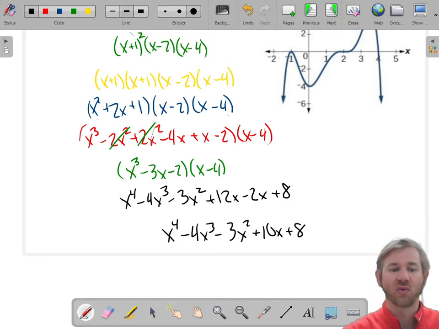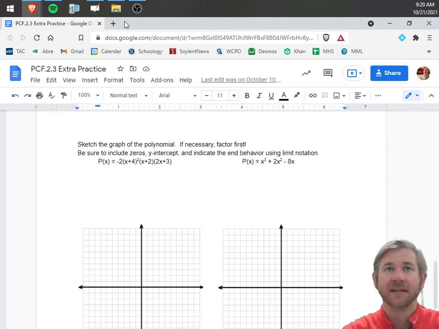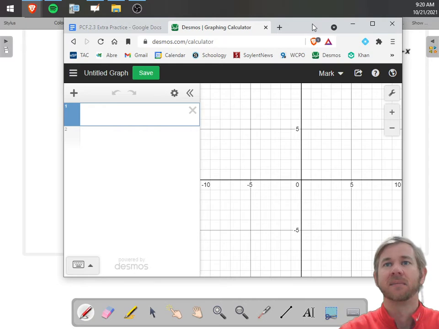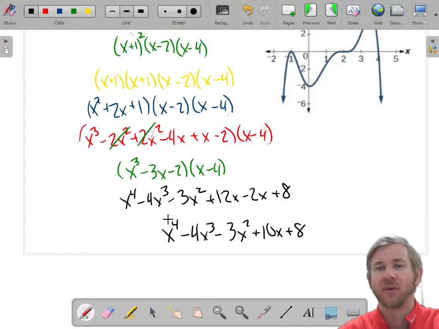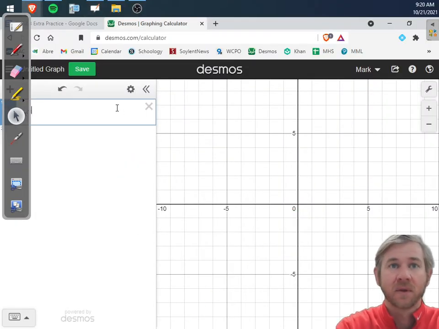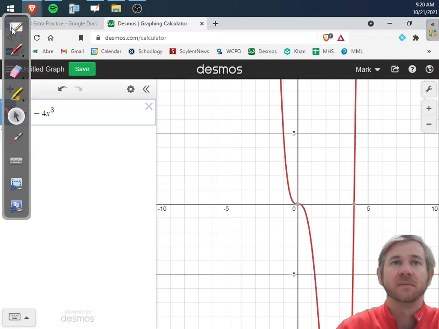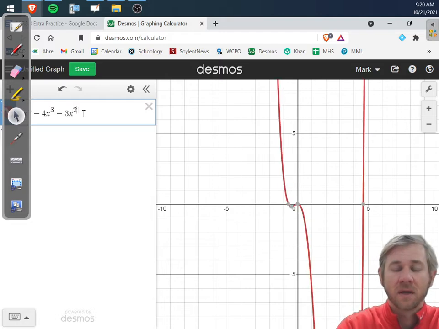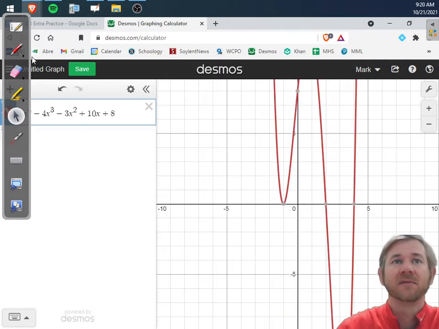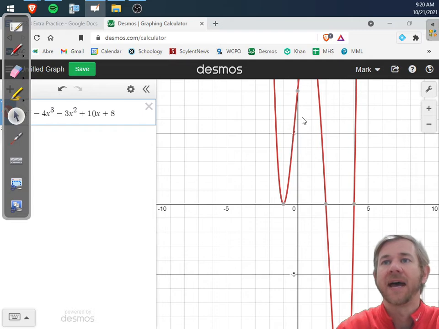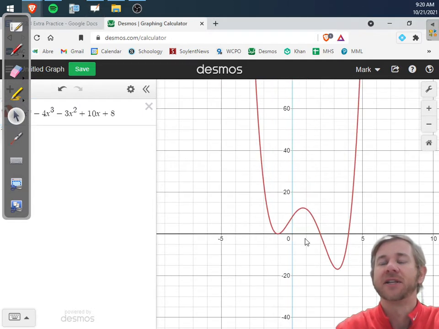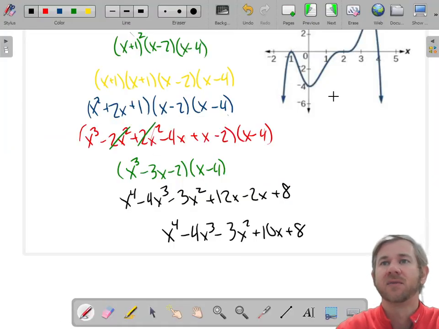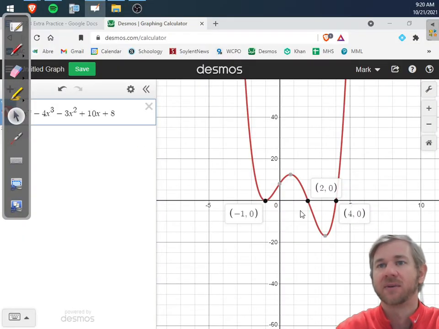So what I'm going to do is graph what I have right now and just see how I did. Because if I did that wrong, then everything else is going to be kind of a waste of time. So let's see if I have that part correct. X to the 4th minus 4x cubed minus 3x squared plus 10x plus 8, I believe. All right, so we look at that. And now all I know so far is that I should have my x-intercepts at -1, +2, and +4, which, -1, +2, I do have that.